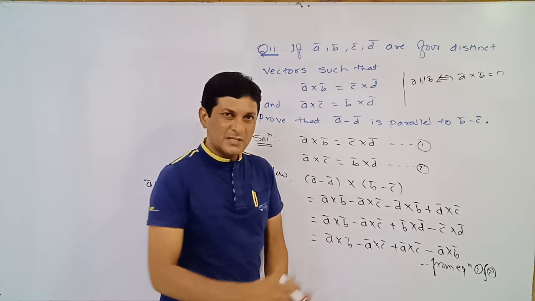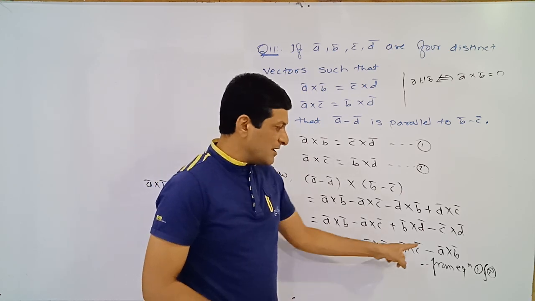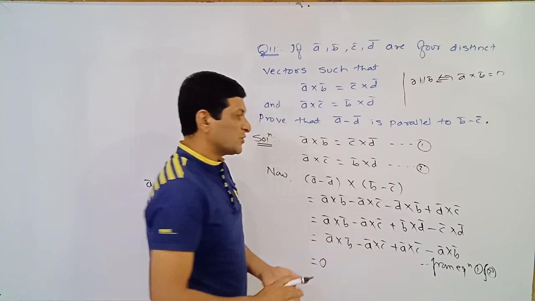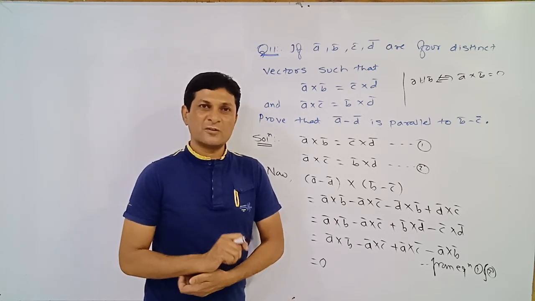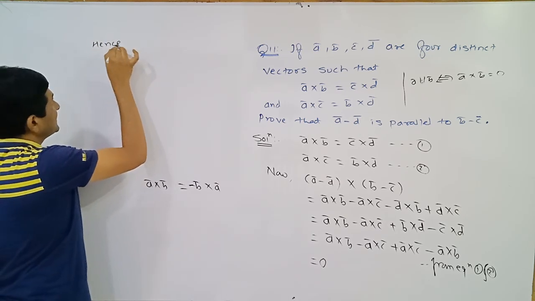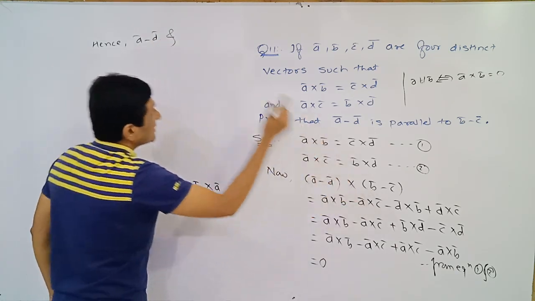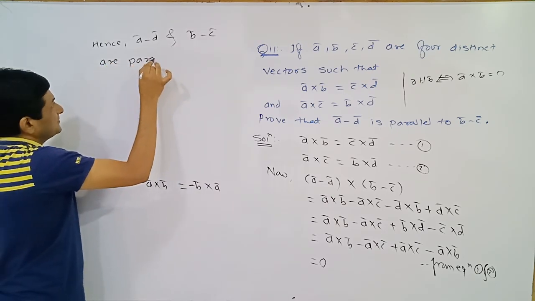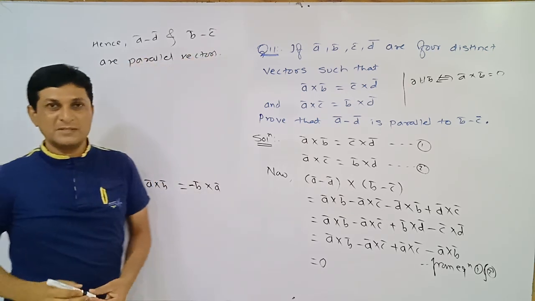Okay, so now if you observe this expression here, plus a bar cross b bar and minus a bar cross b bar will get cancelled. Even plus a bar cross c bar and minus a bar cross c bar will get cancelled. Means what result are we getting? 0. Means what we have shown here, the cross product of these two vectors is equal to 0, and we know that if the cross product of two vectors is 0, then these two vectors are parallel. Hence we can say that a bar minus d bar and b bar minus c bar are parallel vectors. And this completes the proof of this example.